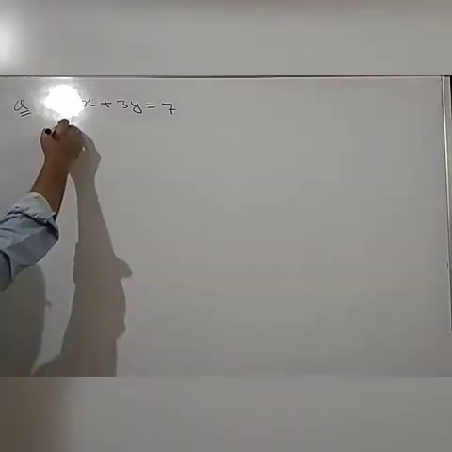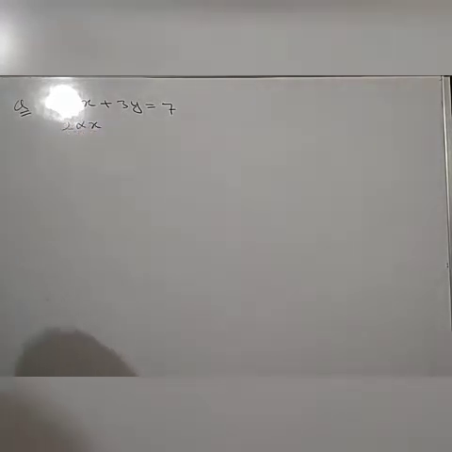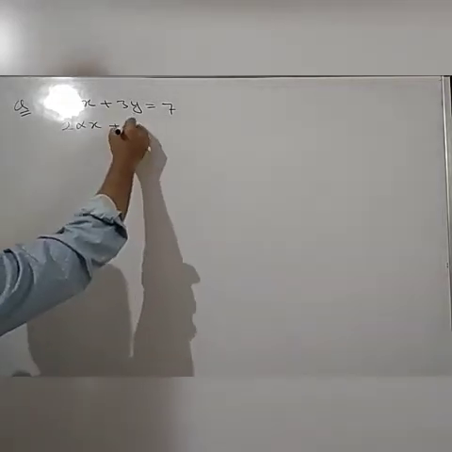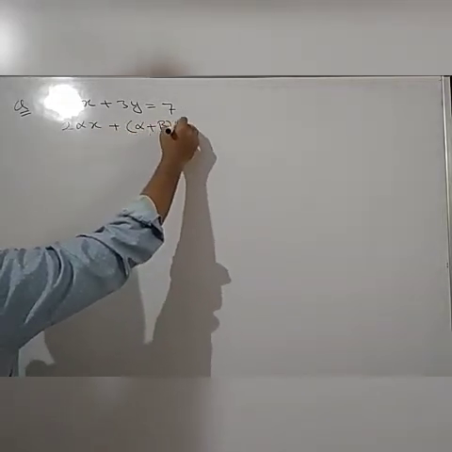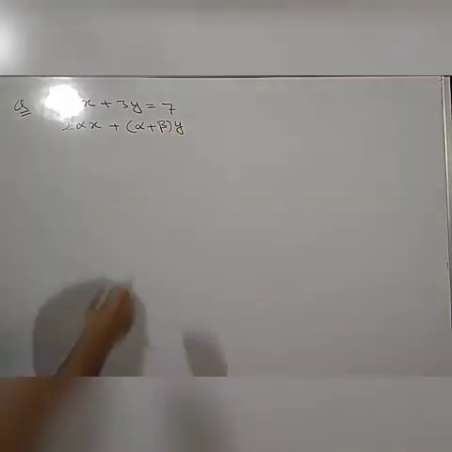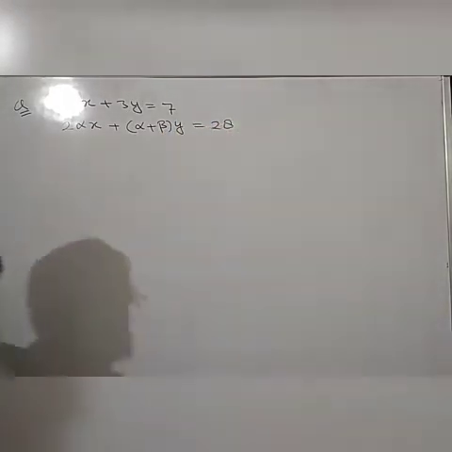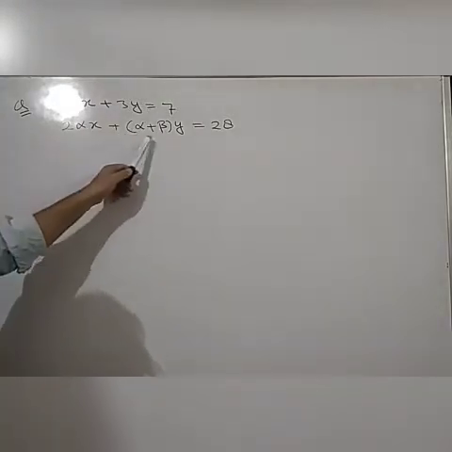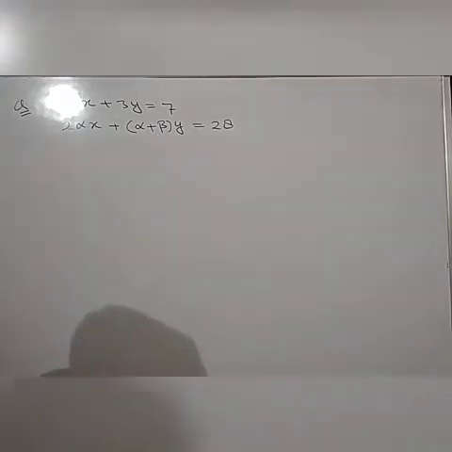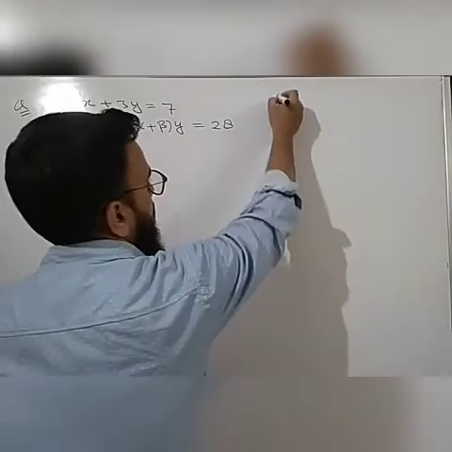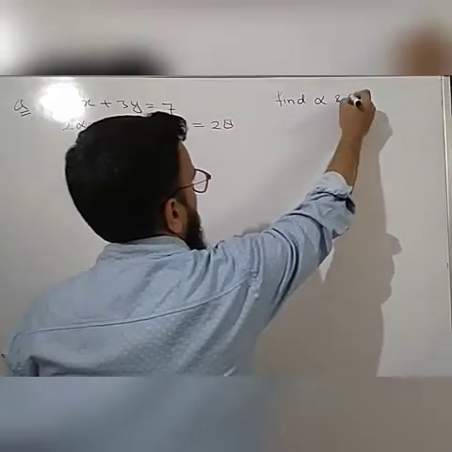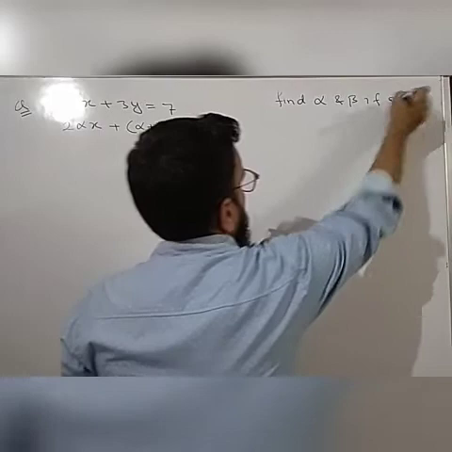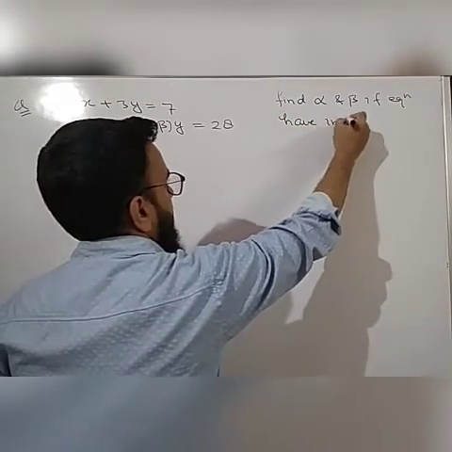And the second equation is 2 alpha x plus (alpha plus beta) into y is equal to 28. Okay, now these are the two equations: 2x plus 3y equal to 7, and 2 alpha x plus (alpha plus beta) into y is equal to 28. Now we have to find the values of alpha and beta if the equations have infinite solutions.